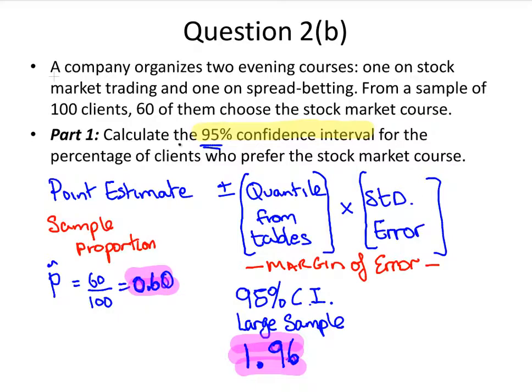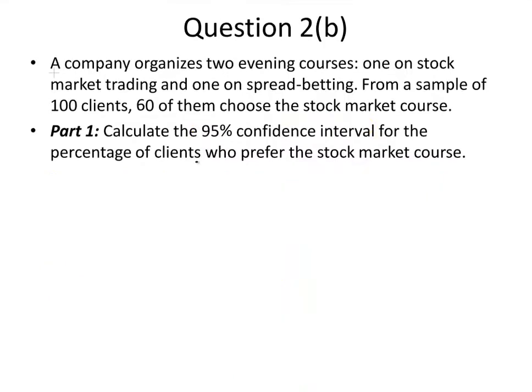The last part is the standard error, and here we require a little formula. The standard error for p hat is calculated as, this is from the back of the exam paper, the square root of p hat times 1 minus p hat, the complement of p hat, all divided by the sample size. We're going to work that out on the next slide.